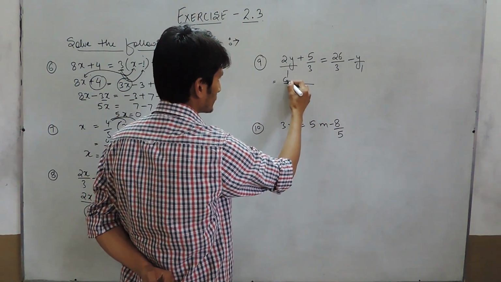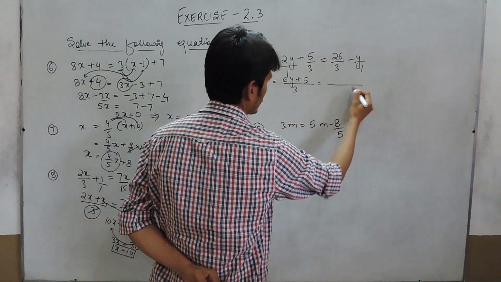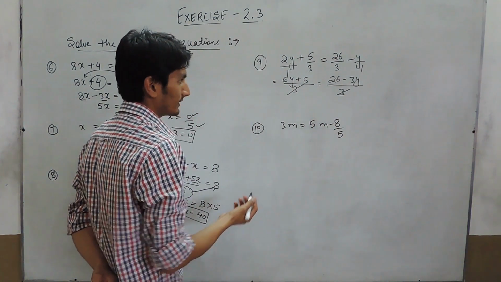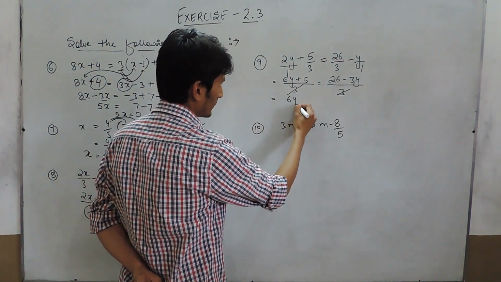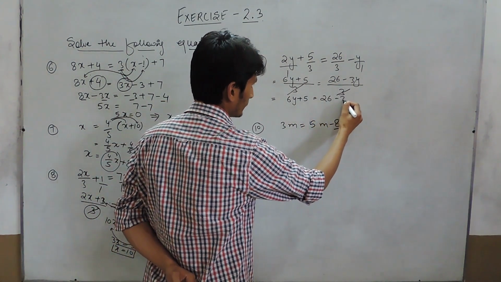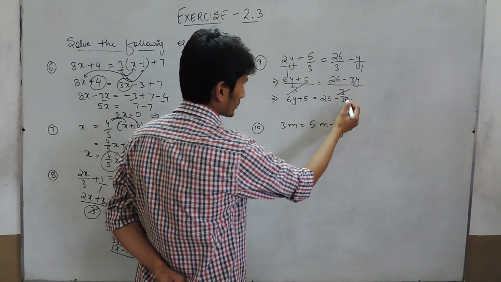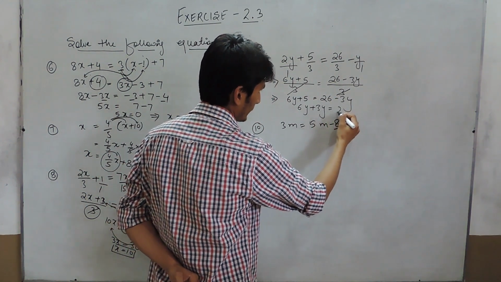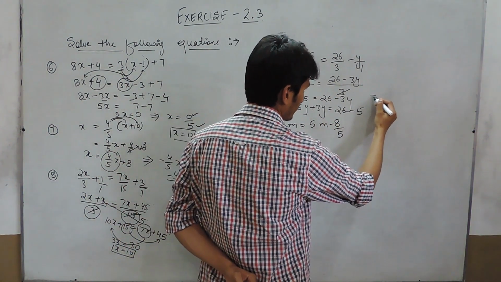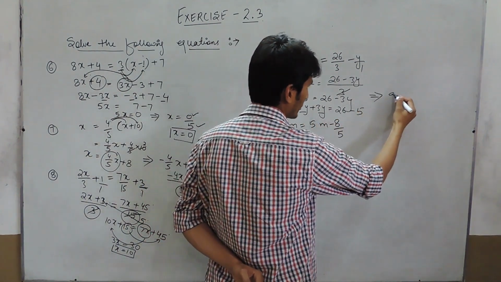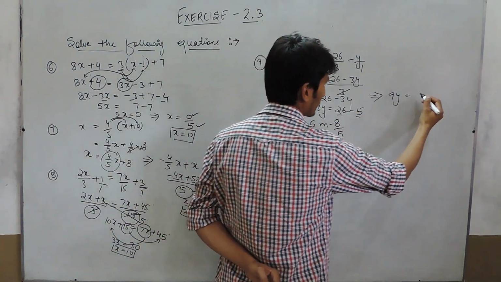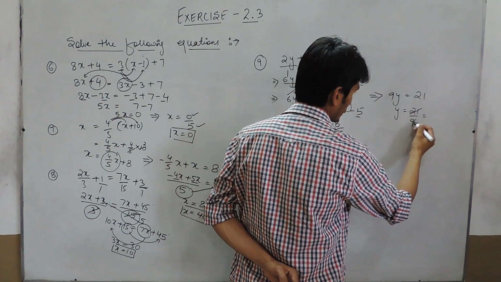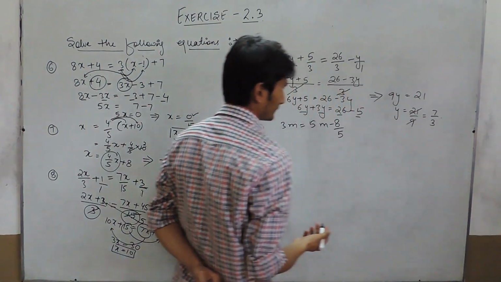So 3 would be the LCM, 6y plus 5, and here 3 would be the LCM and 3y. Again we can cancel out the same denominators. So the remaining would be, when this 3y is shifted to this side it will be positive 3y, and this would be minus 3. Further solving, this and this when added will give 9y, and this when subtracted will give 21. So y would be equal to 21 upon 9, which is equal to further 7 by 3.